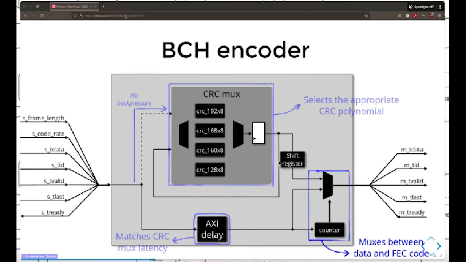Also, the CRC MUX block has no back pressure, which means this dashed line is literally like a tap. We don't need to replicate streams and manage back pressure. It's just literally tapping off. So if we look at this from the data flow point of view. Oh, sorry, I forgot one.